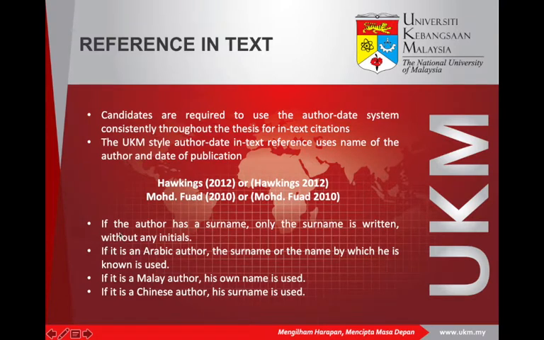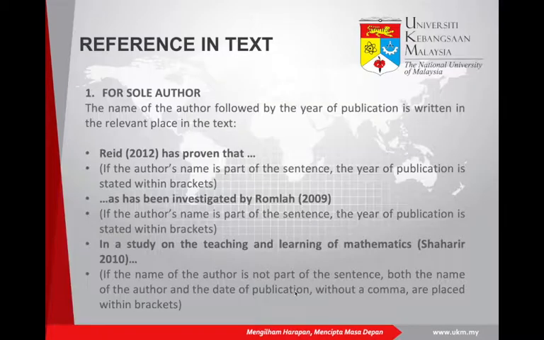If the author has a surname, only the surname is written. You don't have to put any initials. If it's an Arabic author, the surname or the name by which he is known is used. For a Malay author, his own name is used. And if it is a Chinese author, you should write down the surname. Consider doing in-text citations from publications which only have one sole author.